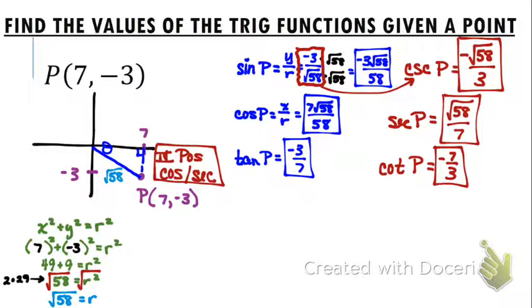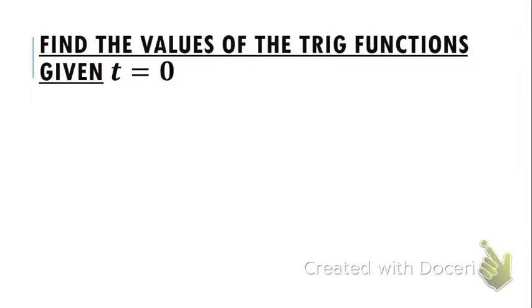How you guys feeling about this? Better than when we first started doing it? Good. All right, let's put up our next example. I want to find the trig values when t is 0. What in the world do they mean by this?